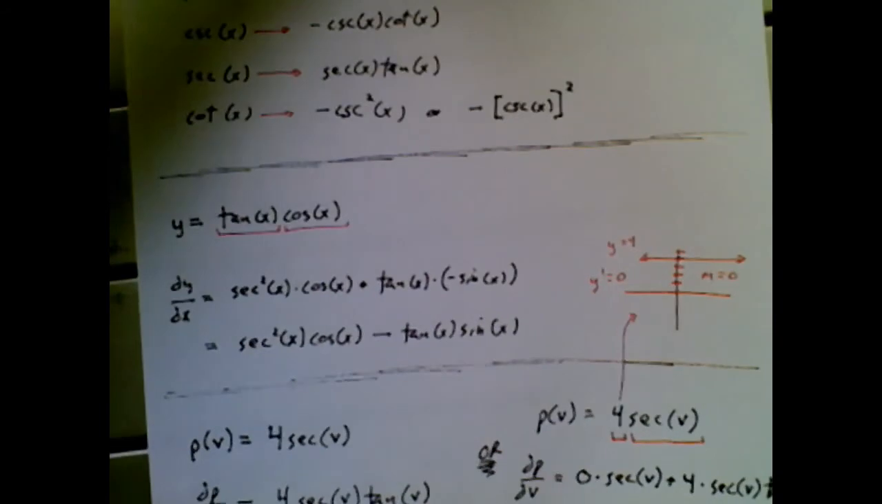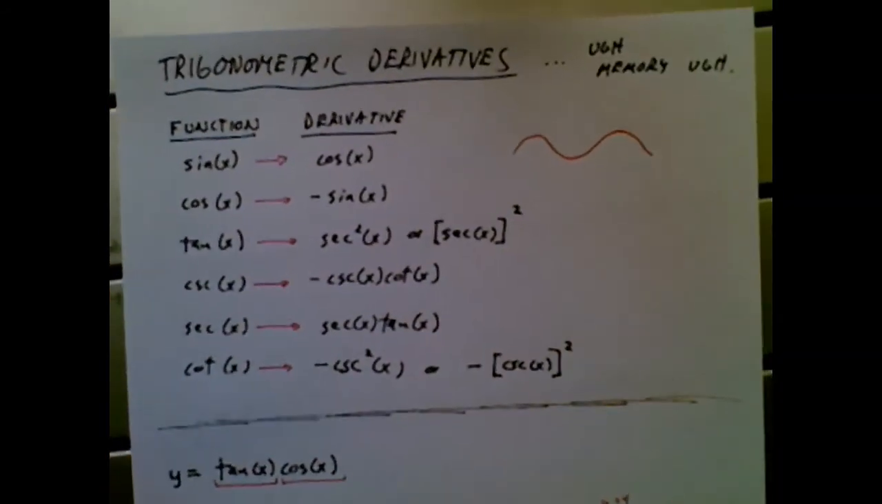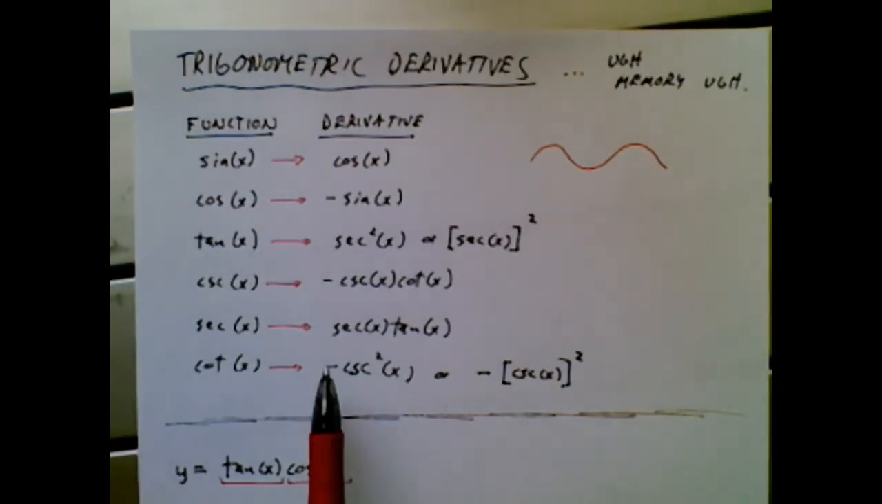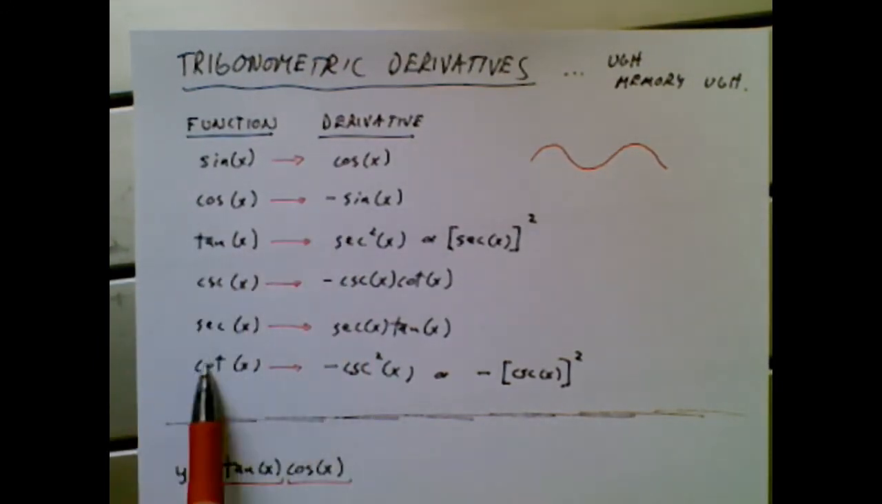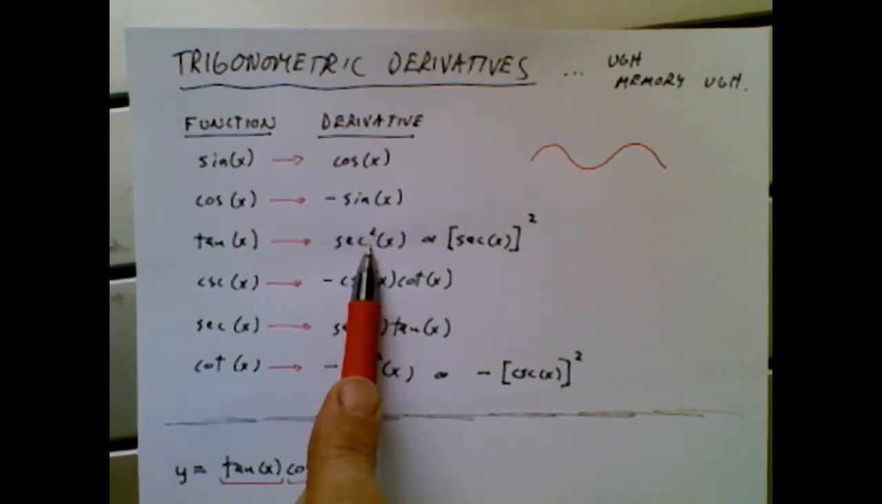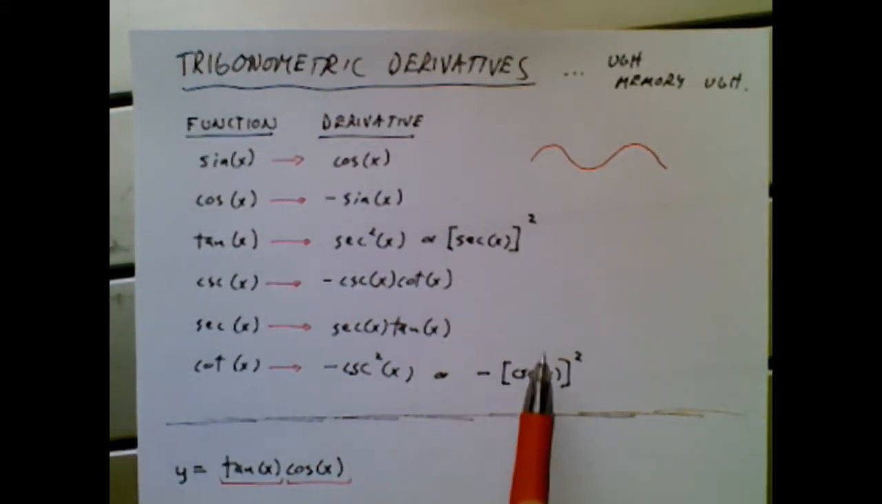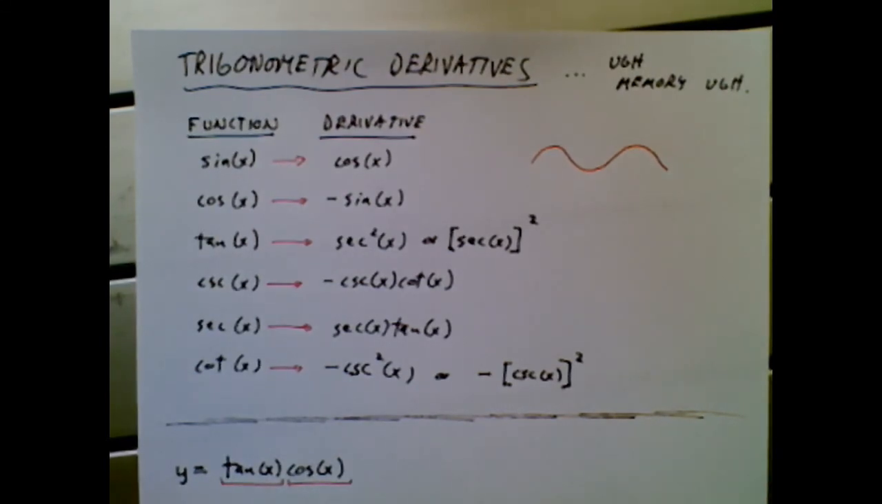All right, the big picture, you gotta memorize those derivatives. Be careful with the negative sign on any trig function that starts with c, and don't let this squared thing throw you for a loop. Go ahead and rewrite it like that if you don't like it the other way.